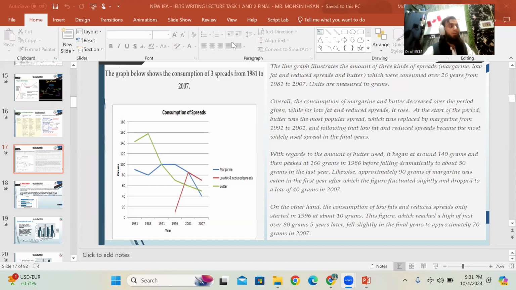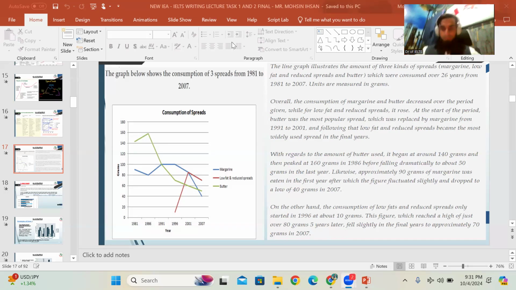Now, further for line graph and others as well. Yeah, for line graph and others as well.